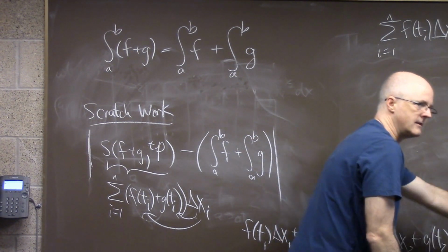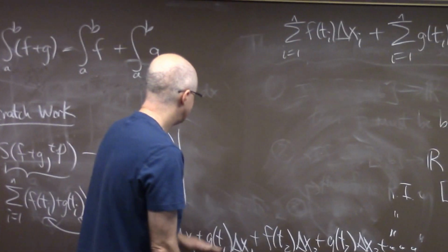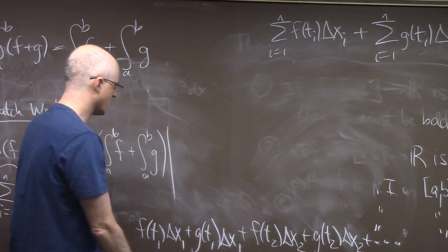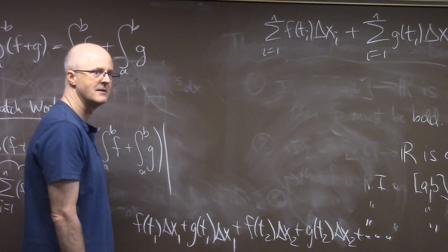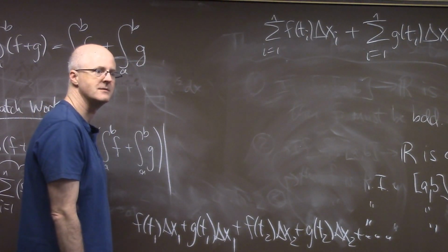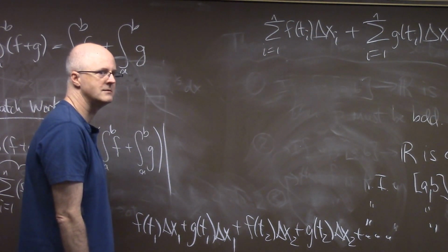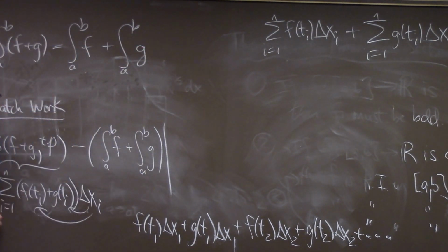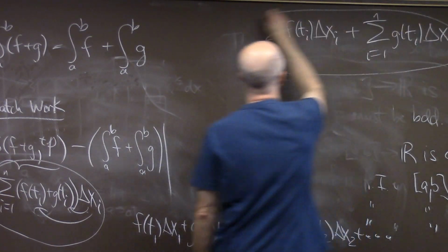I'm not going to bother writing the last one. It's a finite sum. To get from here to here, it's a matter of rearranging things, grouping all the f's together, and grouping all the g terms together. That's the commutative property for addition. Would I make you say that? No. But you should know this summation does equal this, the sum of these two summations.